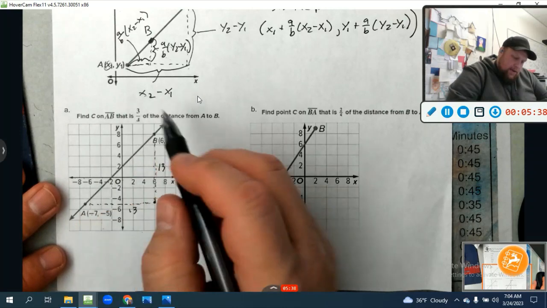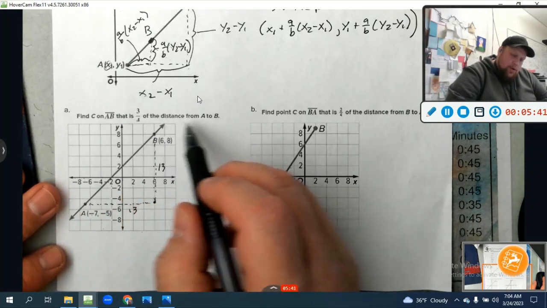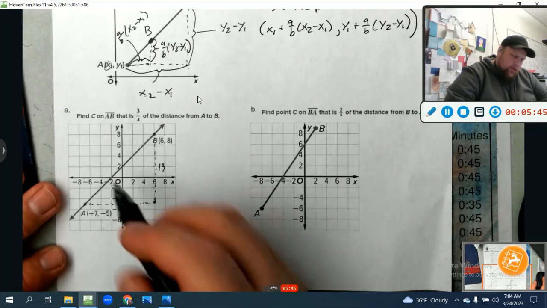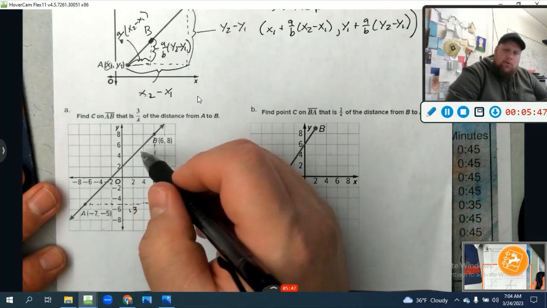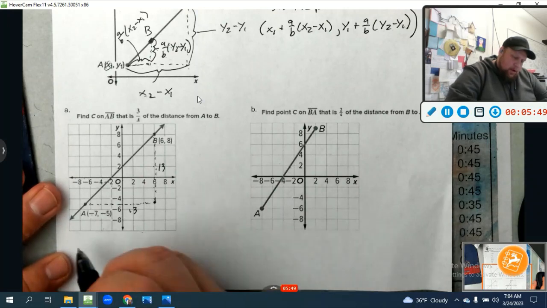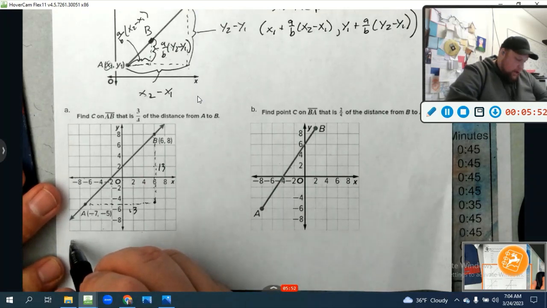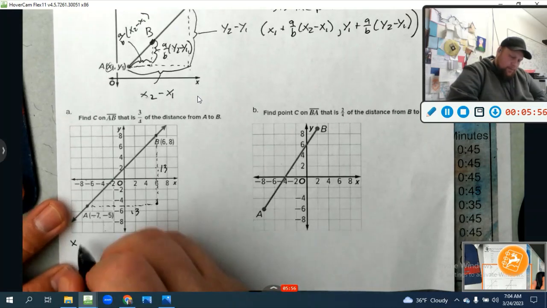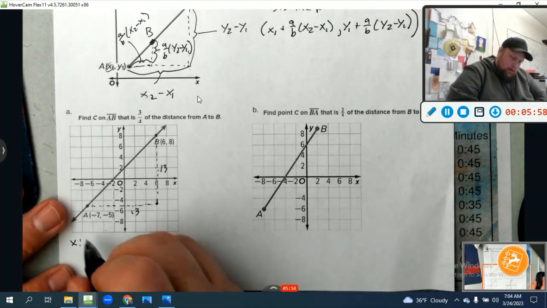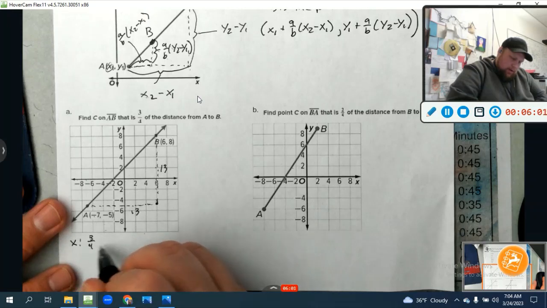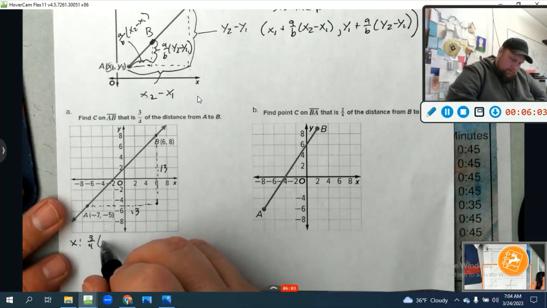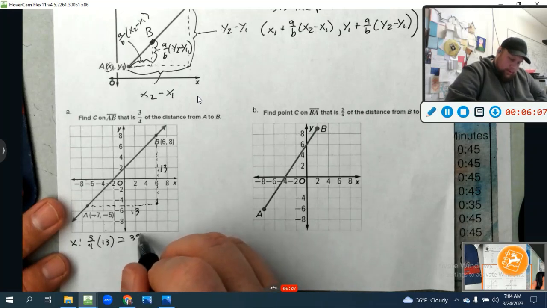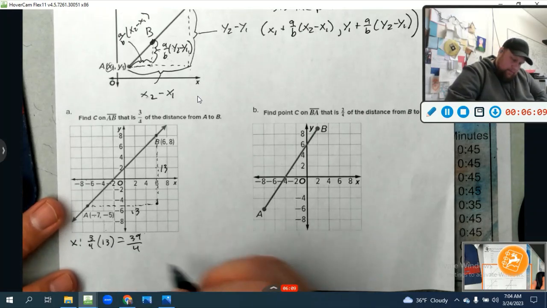And we want to find C on AB. That is 3/4 of the distance from A to B. Okay, we want 3/4 of the distance here. So if I were to split this up into quarters, 3 of the way there. Okay, so then I'm just going to have for the x, I'm going to have 3/4 times 13, which equals 39/4.